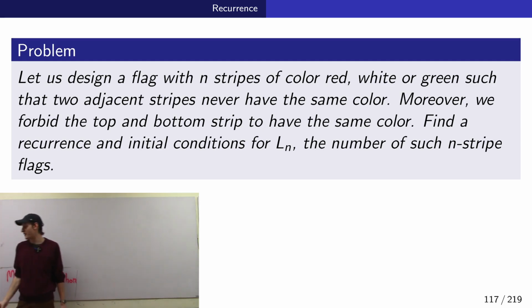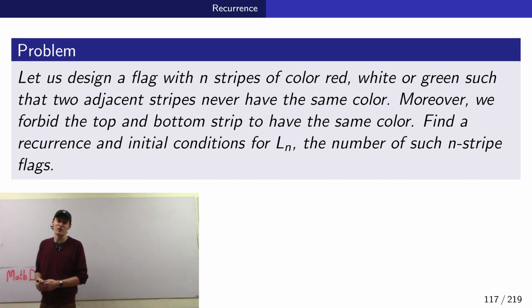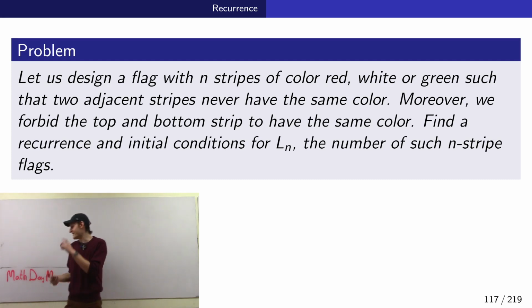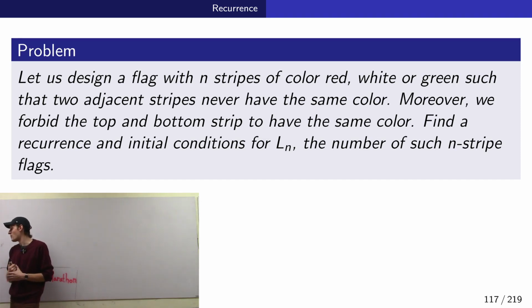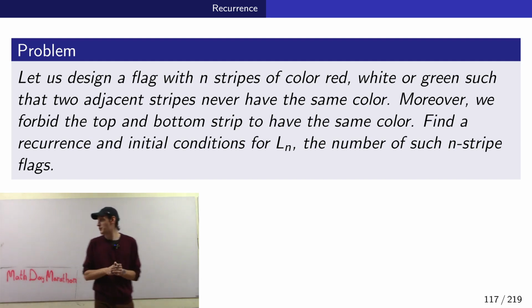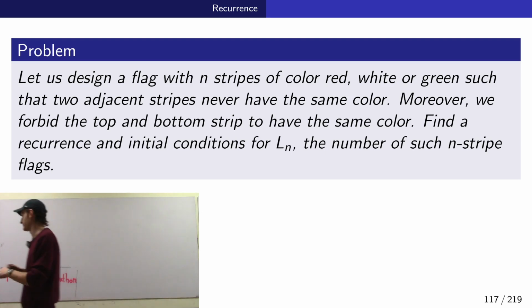So let us design a flag with n stripes of color red, white, or green, which are, I don't know if people know this, the colors of the Hungarian flag, such that two adjacent stripes never have the same color. Moreover, we forbid the top and bottom stripe to have the same color. Find a recurrence and the initial conditions for L sub n, the number of such n stripe flags.